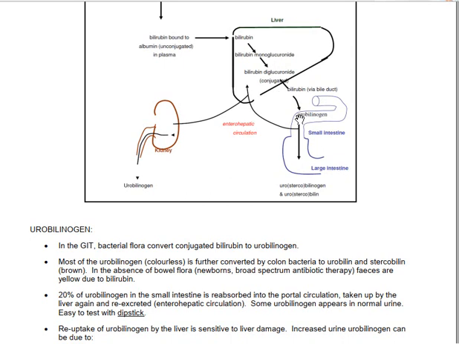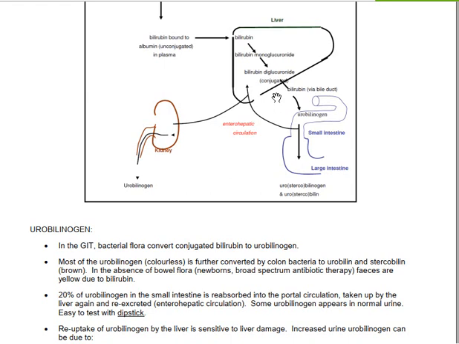Since conjugated bilirubin does not enter the gastrointestinal tract, we have no production of urobilinogen. So you are going to have no urobilinogen inside urine. That's why the urine dipstick is going to be negative for urobilinogen. So if you have a urine dipstick which is negative for urobilinogen, you can think of a post-hepatic jaundice. In that case, there is an accumulation of conjugated bilirubin in blood.